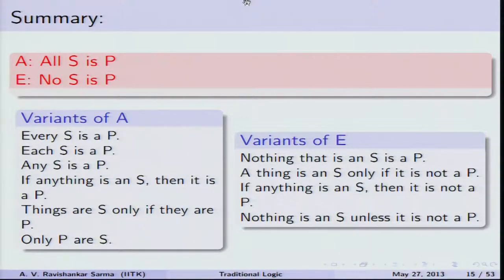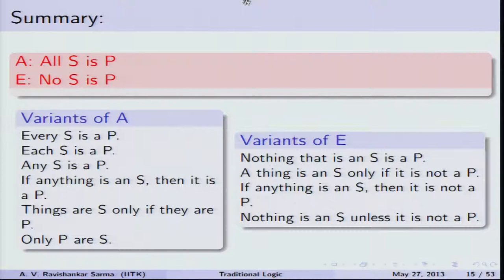For example, if you have "Every S is a P", such as "Every IITK student is an intelligent person", you can say "All IITK students are intelligent." "Each S is P", or "Any S is a P", can also be translated into "All S are P". If anything is an S, then that is also P. For example, if you say all cats are animals, if anything is a cat, then it has to be an animal also. "Things are S only if they are P" can all be translated into the standard form "All S are P".